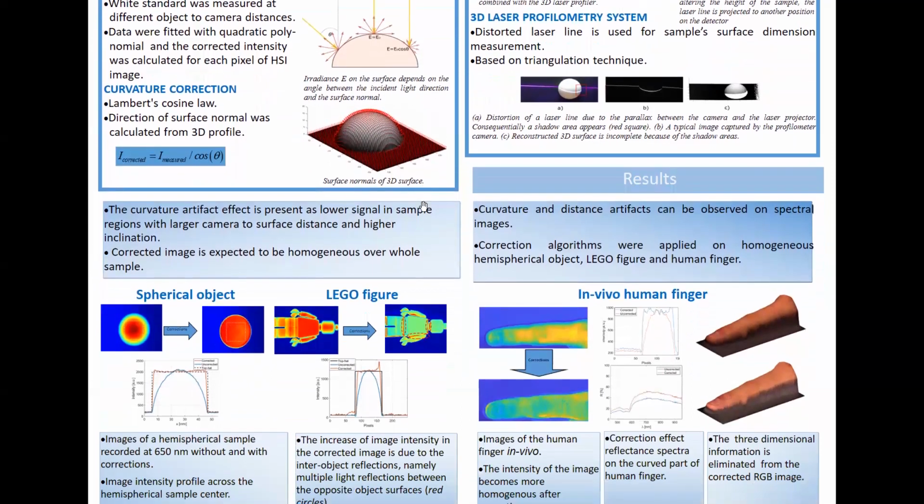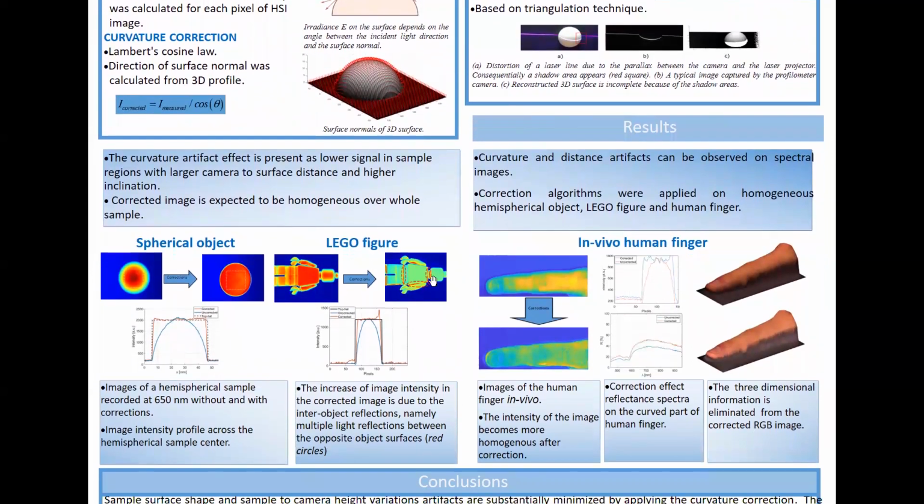So let me present you the results. As I said before, the curvature artifact effect is present as lower signal in sample regions with larger camera to surface distance and higher inclination. The correction method was used on three different samples: a spherical object, a Lego figure, and an in vivo human finger. On the spherical object, we can see that intensity over the surface became more homogeneous. You can see it right here.